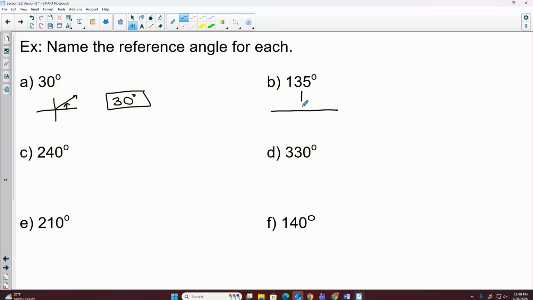B, if I were talking about a 135 degree angle, where does that end? Second quadrant. Okay, so I'm saying this is 135 degrees. How would I get my reference angle? Yes. So this reference angle, 180 minus 135, and we get 45 degrees.